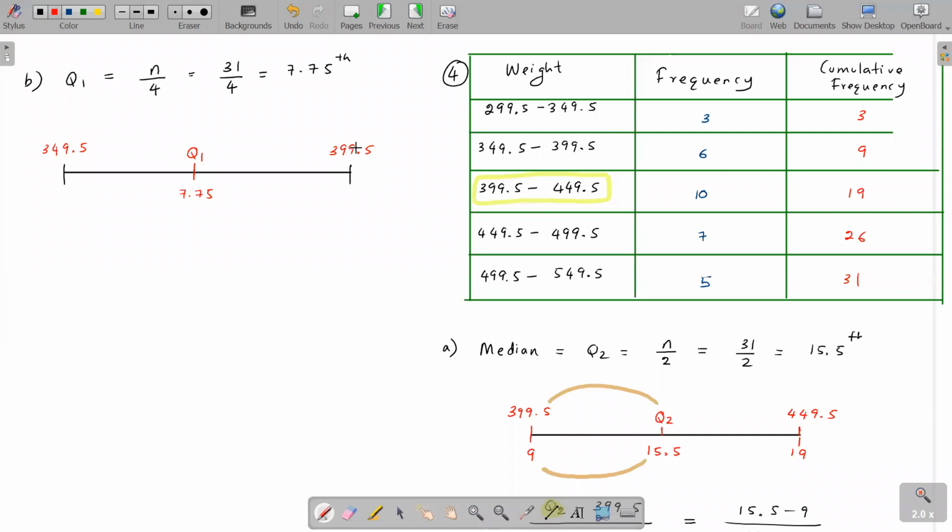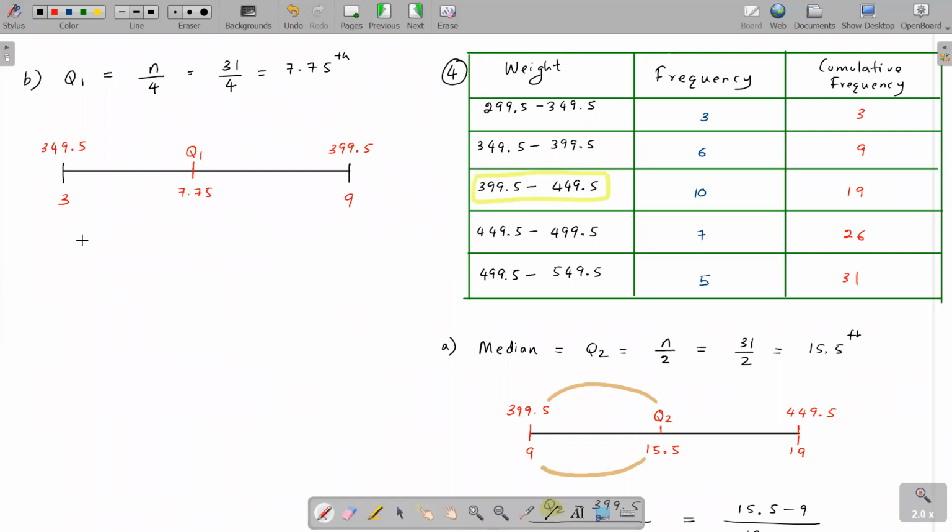And then I told you what's the next thing you should do. I told you to use the cumulative frequency that is lower than this value for the bottom cumulative frequency, and the higher one. So from the table, the cumulative frequency lower than 7.75 is 3. And the cumulative frequency greater than 7.75 is 9. So that's it. Now this is the diagram that you need to draw first, and then let's go compare the ratios.